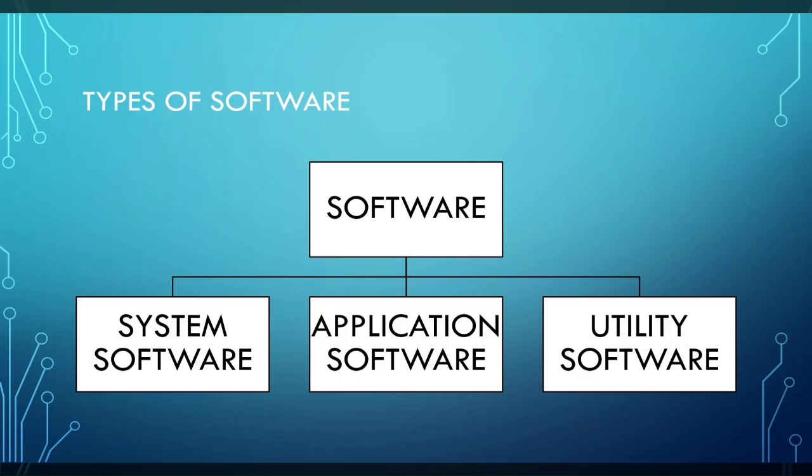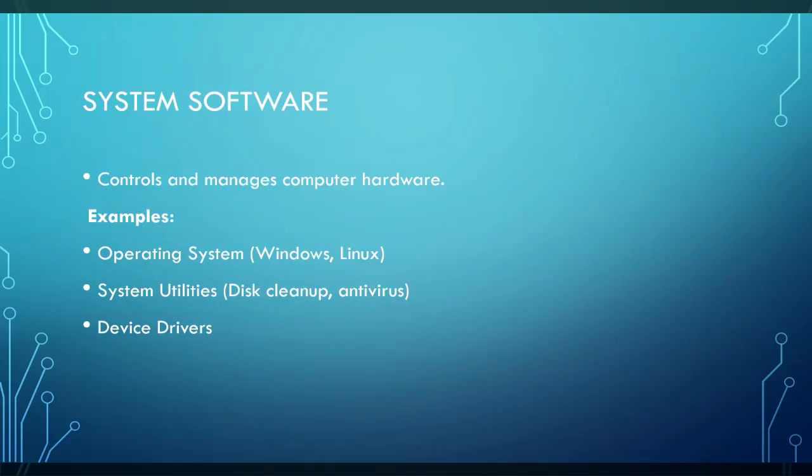System software is basically used to control and manage computer hardware. Examples include operating systems like Windows and Linux, and system utilities like disk cleanup, antivirus, and device drivers. So basically system software is present in the computer system. If I'm buying a phone, you must have seen the contacts app is already present in the phone. So that comes under system software because it is already pre-installed in the system. Similarly, when you buy a computer or laptop, the apps or softwares or any program that is already present in the computer comes under system software.